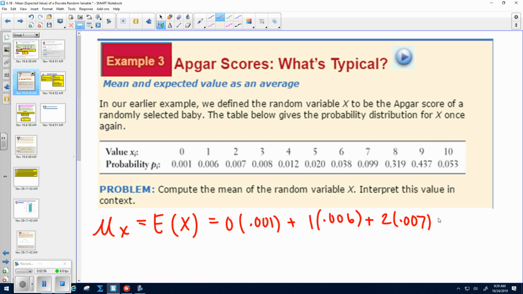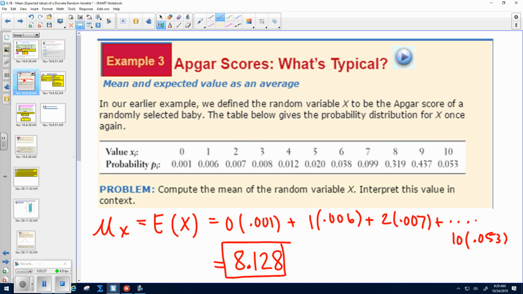I take the data point, which is 0, times its probability, 0.001, plus the next data point, which is 1, times its probability, 0.006, plus the next data point, which is 2, times its probability, which is 0.007. I'm getting tired of writing these, so you're allowed to skip some, but you still have to do the last one. The last one is 10 times its probability, 0.053. So you are allowed to skip some, but you have to show the start of the formula like this. Then you can say what it equals, so you plug it all into your calculator and you get 8.128.